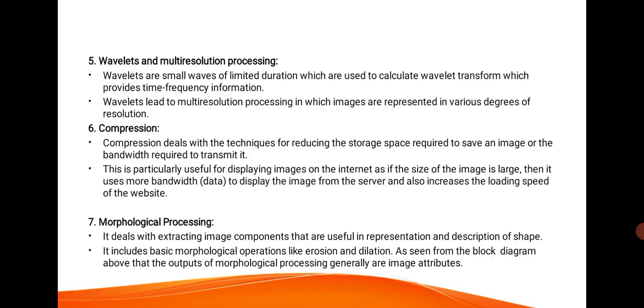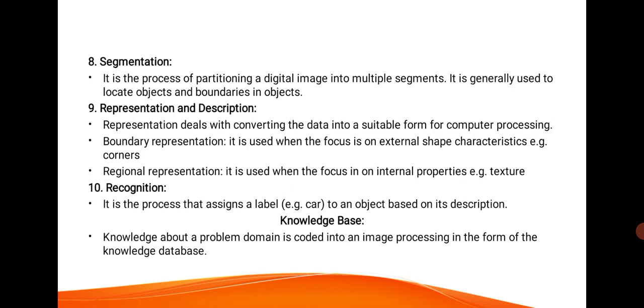Next is morphological processing. This deals with extracting image components that are useful for representation and description of an image. It includes morphological operations like erosion and dilation. As we have seen in the block diagram, the outputs we get after morphological processing are image attributes. Segmentation is the process of partitioning the digital image into multiple segments to locate objects and their boundaries. Next step is representation and description.